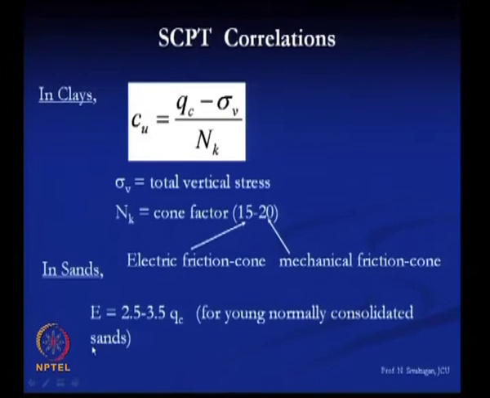If we know the Qc from the field measurement, then we will get the undrained cohesion of the clay soil. Similarly, in sand soil, we can find the E value, the elastic modulus of the soil, for young normally consolidated sand by using the expression 2.5 to 3.5 Qc, where Qc is the cone resistance.